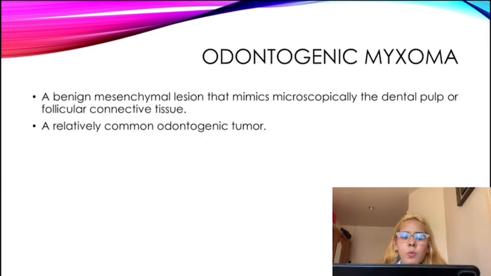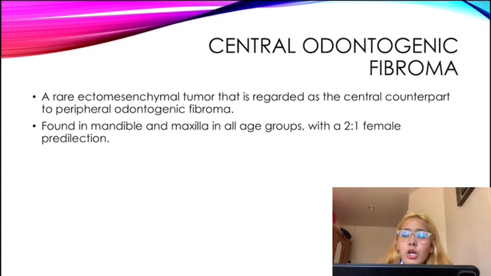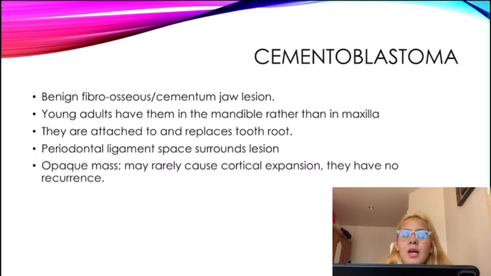Now to the mesenchymal tumors. Odontogenic myxoma is a benign mesenchymal lesion that mimics microscopically the dental pulp or follicular connective tissue, a relatively common odontogenic tumor. So next is the central odontogenic fibroma, a rare ectomesenchymal tumor that is regarded as the central counterpart to peripheral odontogenic fibroma, found in the mandible and maxilla in all age groups with a 2-to-1 female predilection.